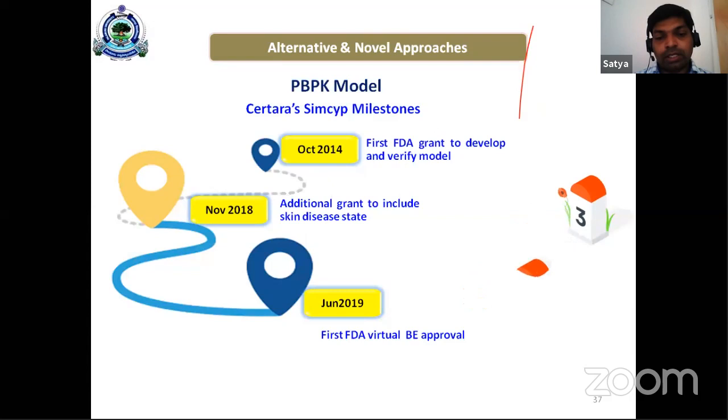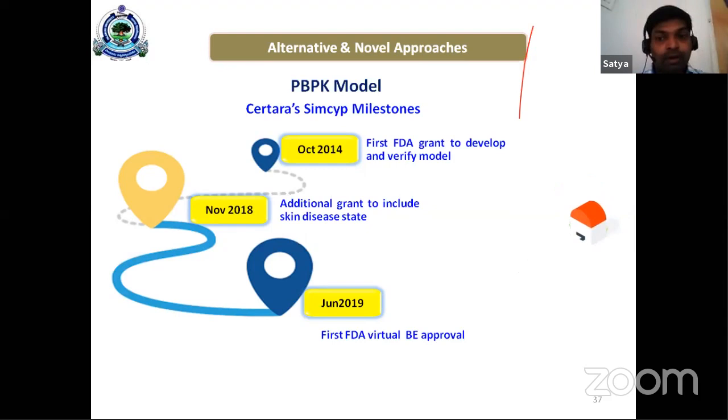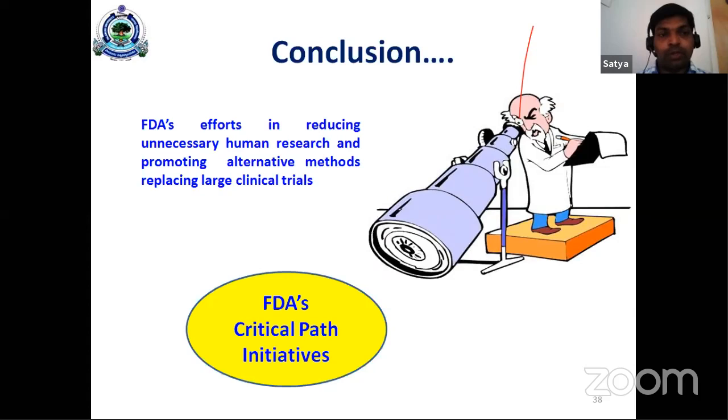In 2019, the first FDA virtual bioequivalence was approved. But no other information is available on this particular model. Only that they got approval for one of the molecules in June 2019, this is one year old, but still no further literature is available on how the data was simulated and where they collected it from. So it is still under evaluation, I would say. This is the way FDA is putting a lot of effort into reducing unnecessary human research and promoting alternative methods, what I mentioned, either open flow microperfusion or this PBPK.